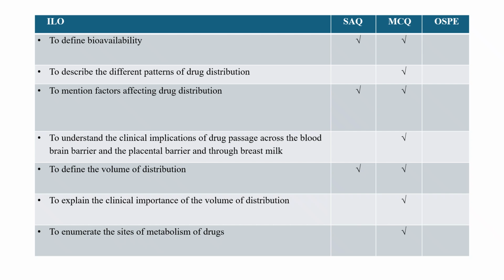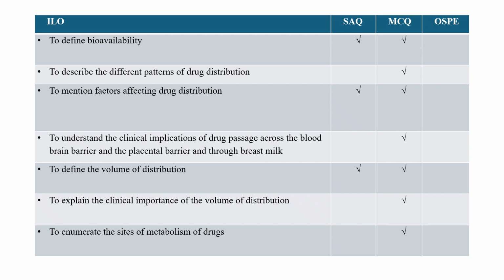To define the volume of distribution, you need to define this, and you need to know it by heart. This again might come as a short answer question. To explain the clinical importance of the volume of distribution, this might come as an MCQ question, and I already explained that, how drugs that hide in certain tissues have very big volumes of distribution. Drugs with high molecular weight will be distributed inside the vascular compartment. This is important regarding the dose that you will give.